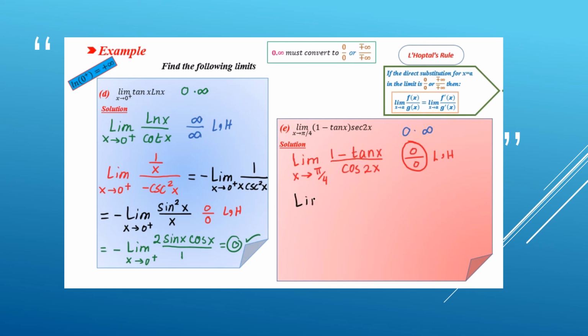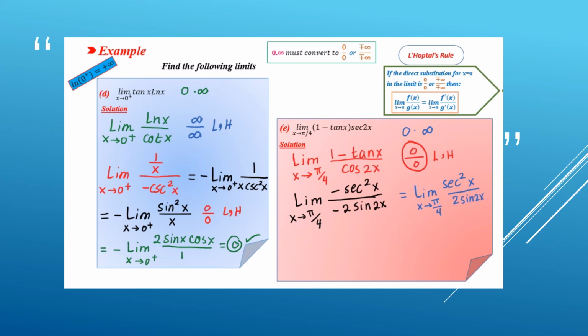So you have to use L'Hopital's rule, and you have to find the limit of f prime divided by g prime. So this equals the limit of the derivative of the numerator, which is 0 minus secant squared x, divided by the derivative of the denominator, which is negative 2 sine 2x when x goes to pi over 4, and this equals the limit of secant squared x divided by 2 sine 2x when x goes to pi over 4.